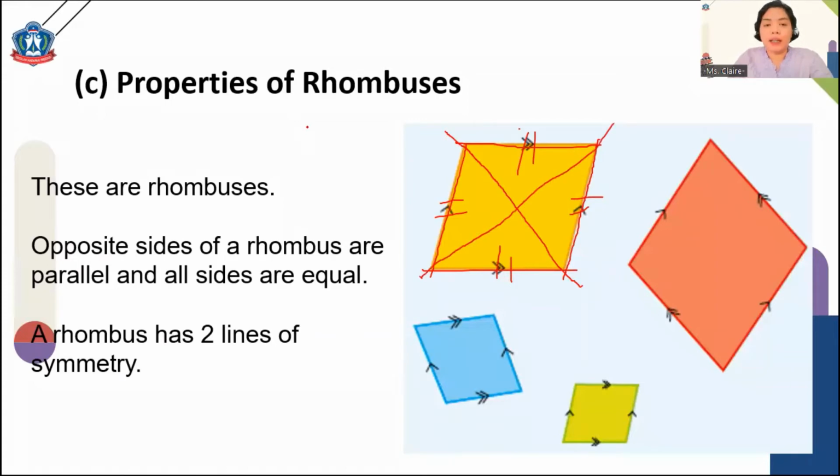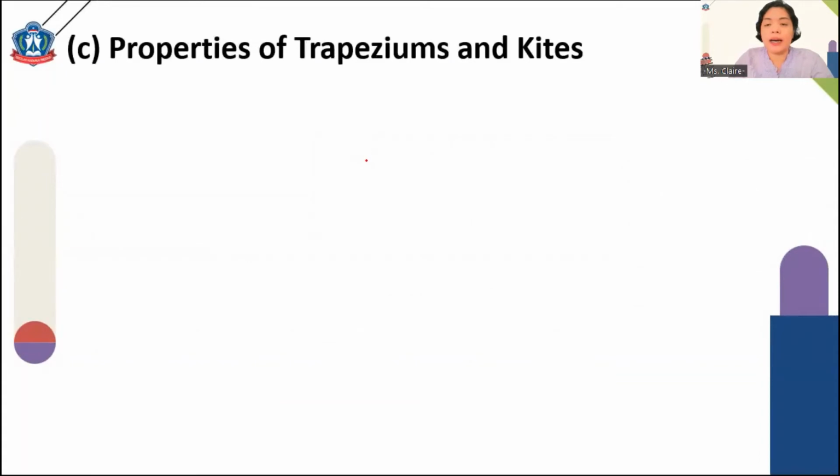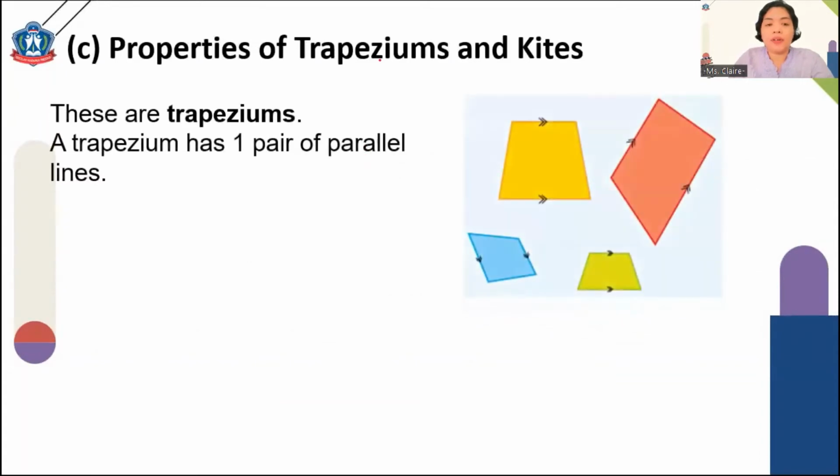Okay, now another quadrilateral, we have trapeziums and kites. Let's have trapezium first. These are trapeziums. A trapezium has only one pair of parallel lines. This one and this one. The other sides, the other pair of sides, are not parallel. This one is not parallel. This one is parallel, this side and this side.